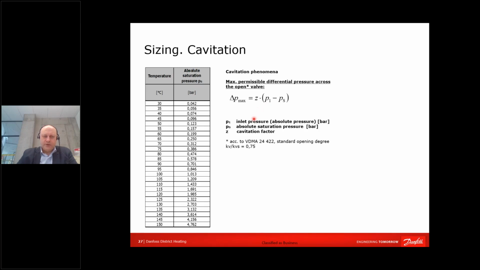Water might boil in the differential pressure controller. So what do you do? You are taking the pressure in front of the control valve. You are subtracting the absolute saturation pressure. For example, you have 100, so you are subtracting 1 point something bars from the pressure in front of the valve. You're multiplying by the Z factor, which is present in the data sheets of Danfoss. The smaller the valve, the larger it is.